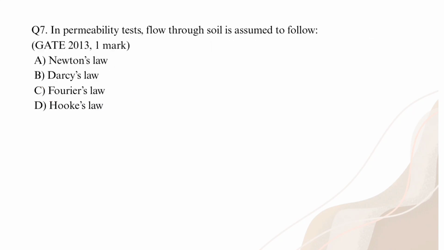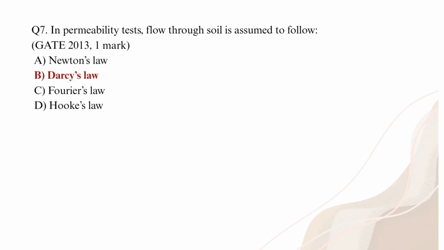Now the next question, number 7. In permeability test, flow through soil is assumed to follow. And the options are Newton's law, Darcy's law, Fourier's law and Hooke's law. And the correct answer is Darcy's law, because Darcy's law relates discharge to hydraulic gradient and the permeability: Q equals k i A.